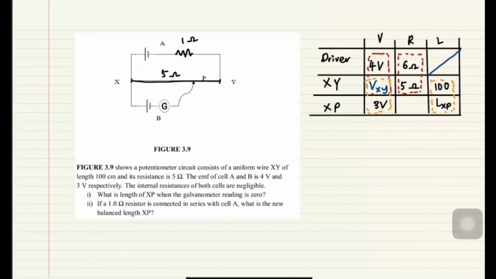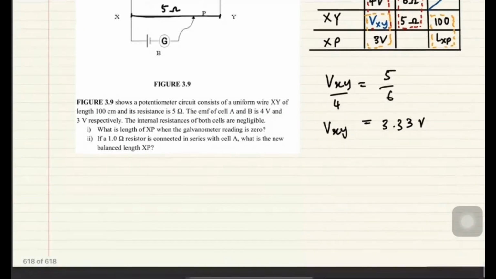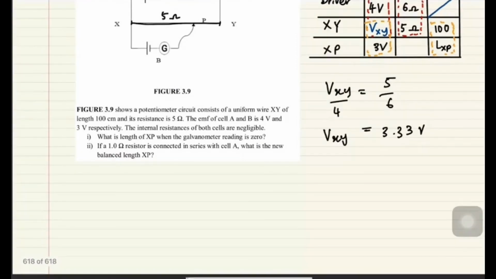Okay, let's try to calculate. VXY over 4 equals 5 over 6. Earlier it was 5 over 5, now it is 5 over 6. So it is 3.333 volt. Right? Check. Correct. Okay, once you get that, you can solve XP. XP over 100 equals 3 over 3.33 volt.